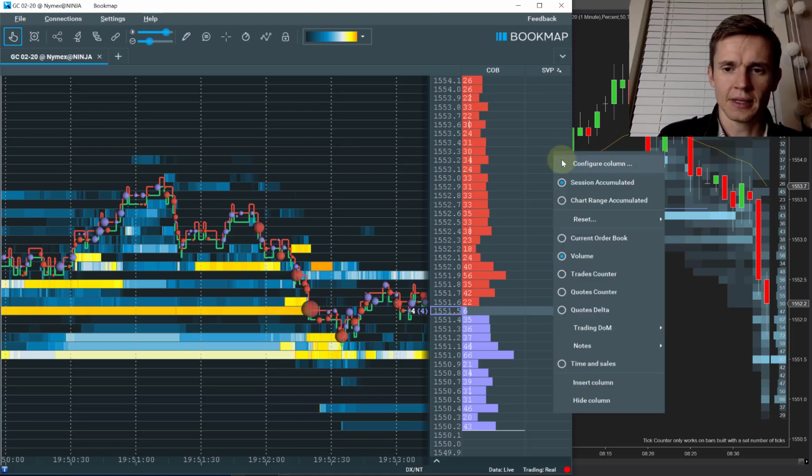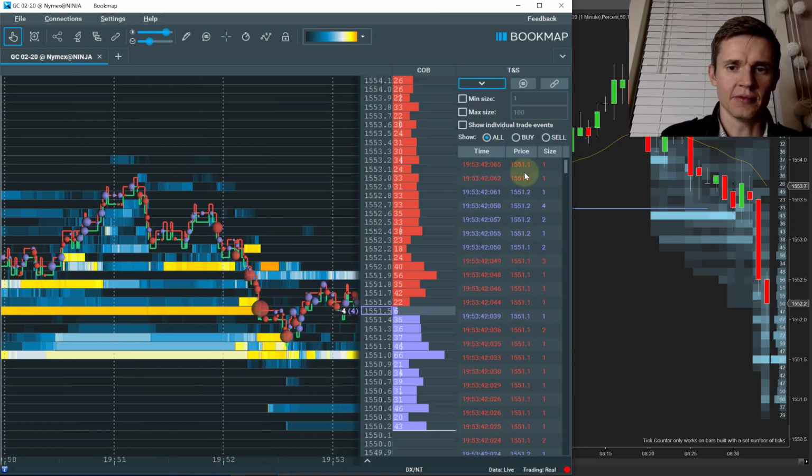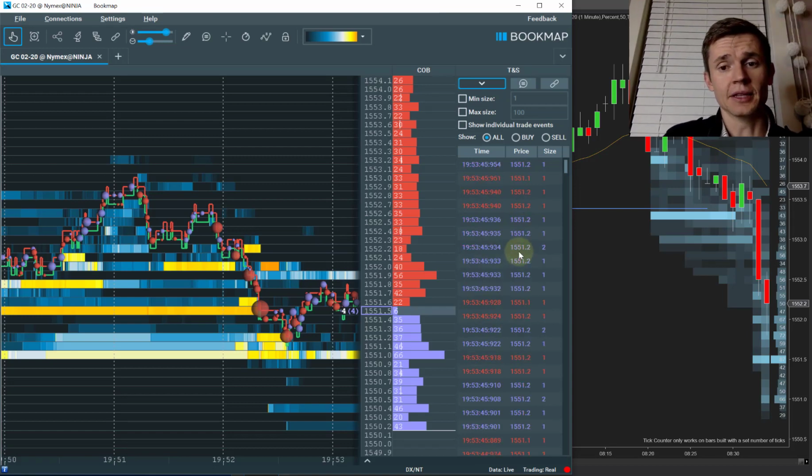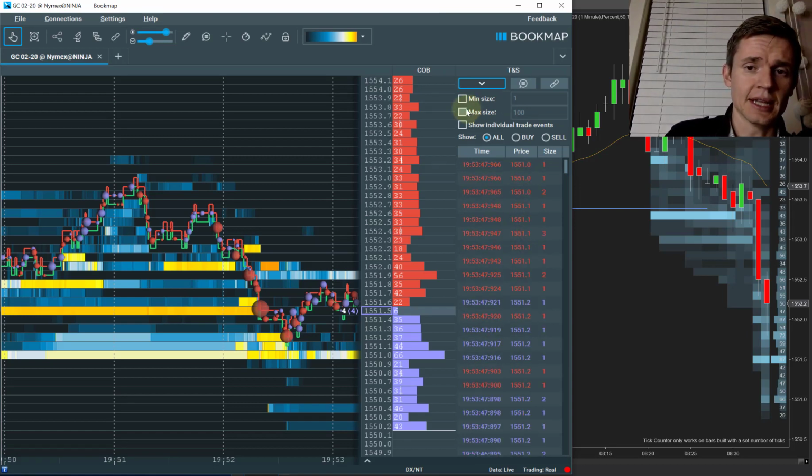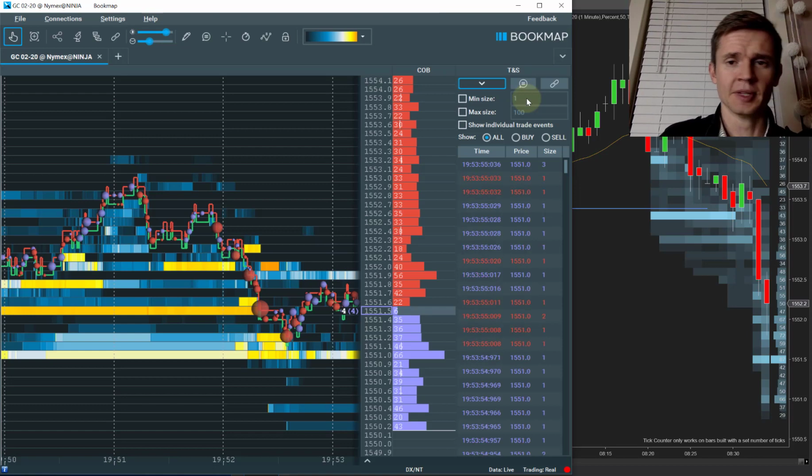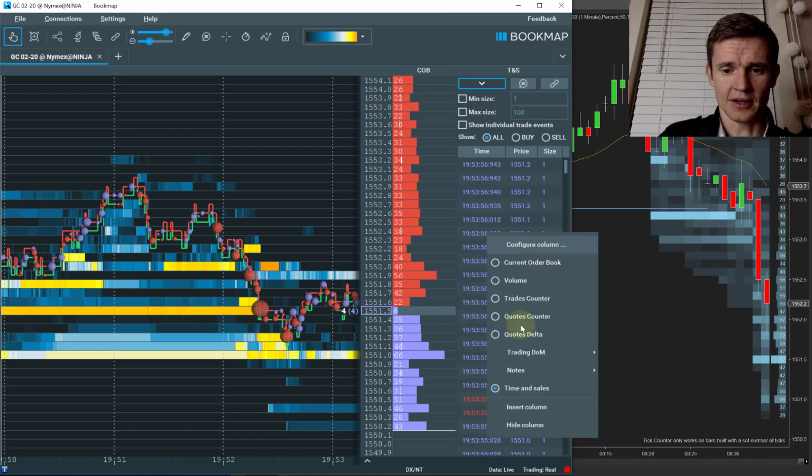that you can do. So you can do like a trades counter, a quotes counter, the difference between the quotes being added and subtracted. You could do a time and sales column if you want to see each individual sale and the time it executed. You can change that to only seeing like the big orders. Like if I put a minimum size of 100, then I'd only see orders that were 100 or more. Let's get rid of that column.